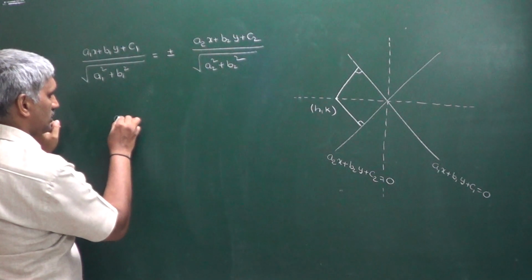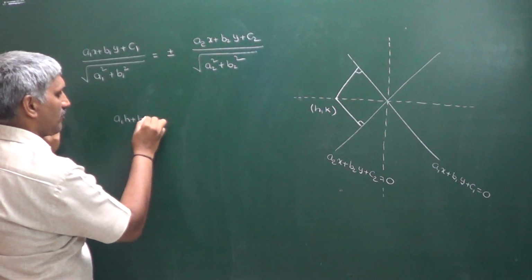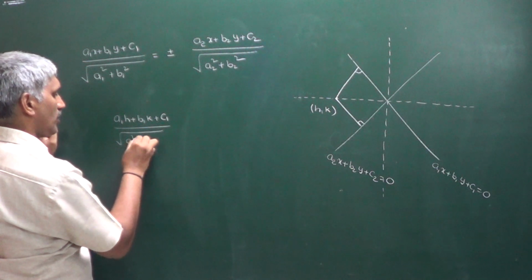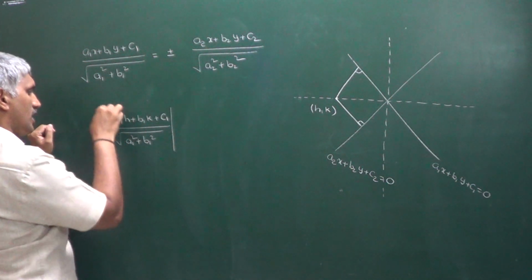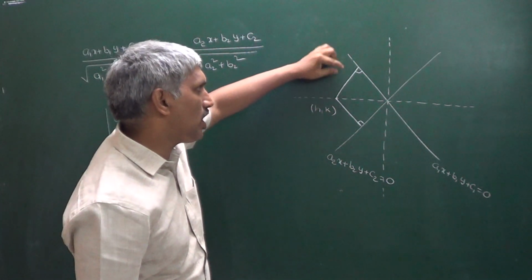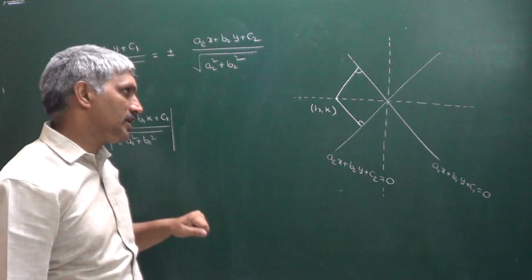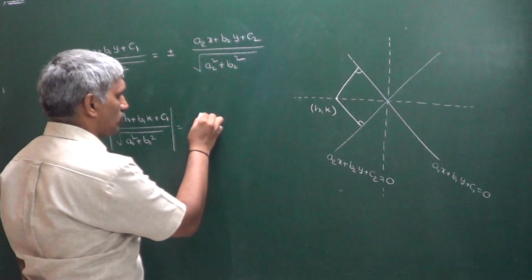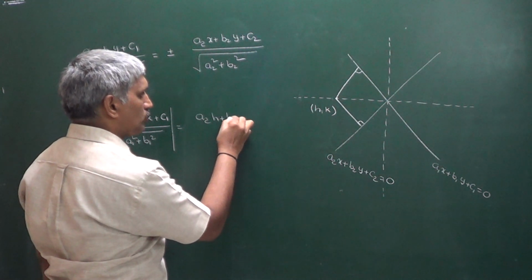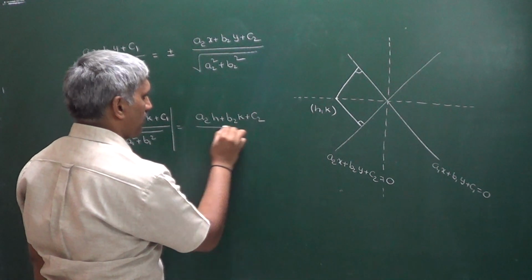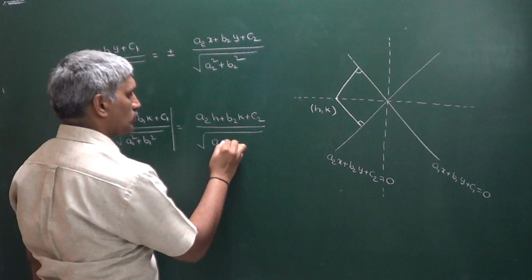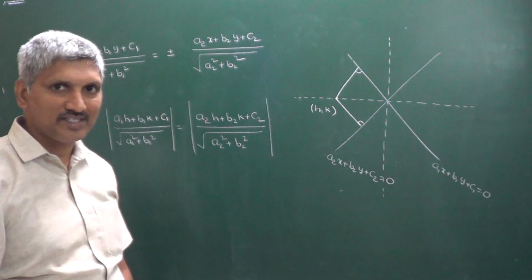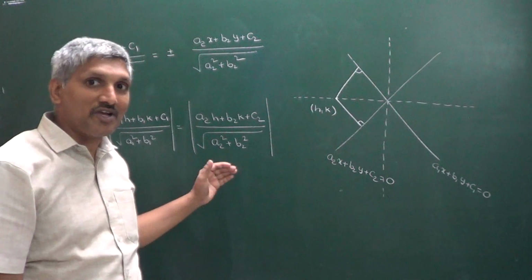That perpendicular distance is given by |A1h + B1k + C1| divided by square root of A1 square plus B1 square. Right? From (h, k) onto this line we got the perpendicular distance. Next, from the same point (h, k) onto this line I am finding the perpendicular distance. That is equal to |A2h + B2k + C2| divided by square root of A2 square plus B2 square. Right? So if you remove the modulus, you will get plus or minus.